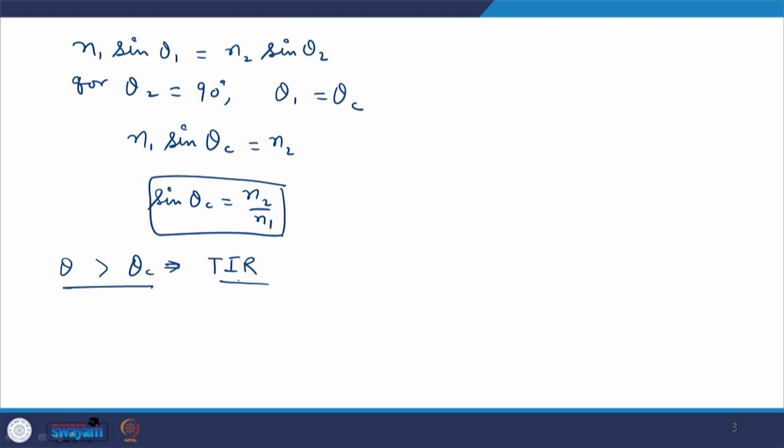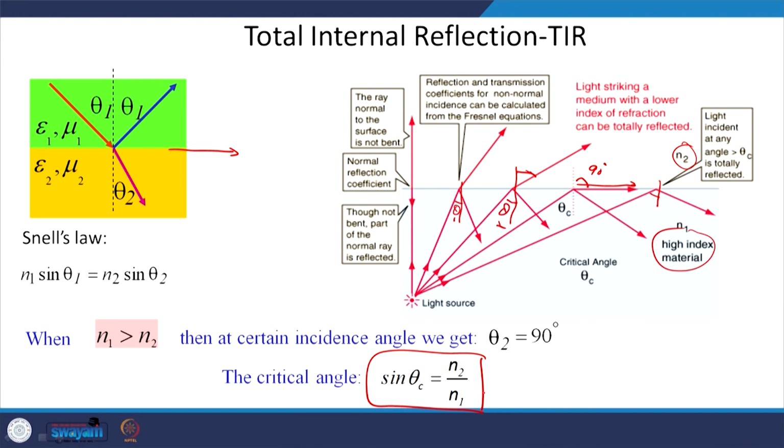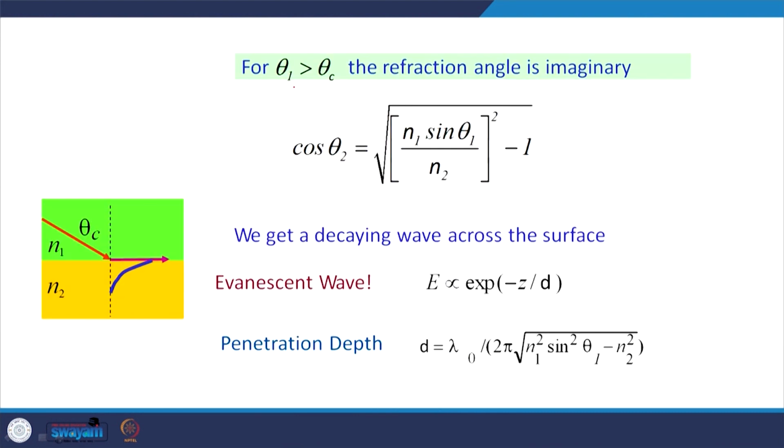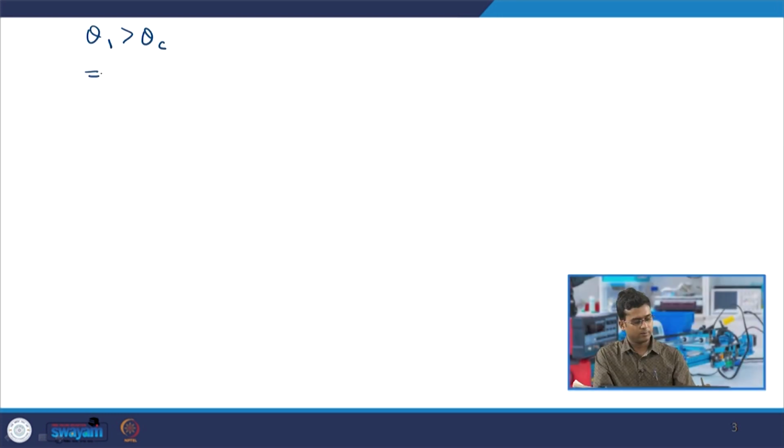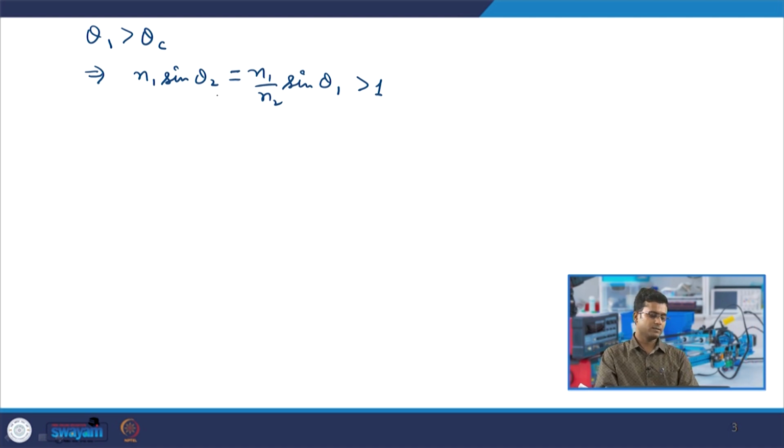So, we arrive at this condition when we have the critical angle, and for theta greater than theta c, the reflection angle is imaginary. How? Let us try to see it. So, we arrived here. Let us put theta 1 greater than theta c, this implies that sin theta 2 is equal to n 1 by n 2 sin theta 1, which is greater than 1, because this should be larger than 1.